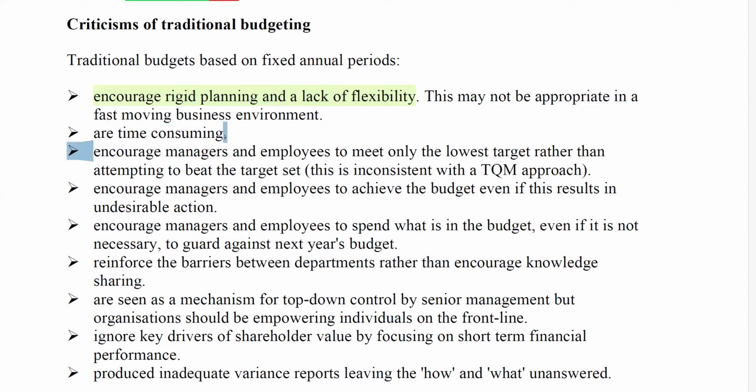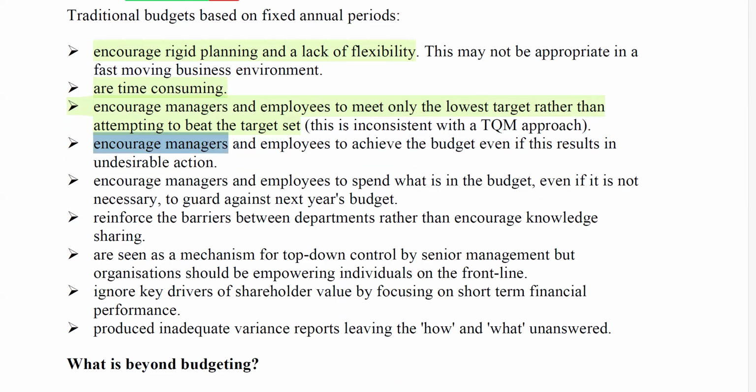They are time consuming, okay? They encourage managers and employees to meet only the lowest target rather than attempting the best target set, right? So it is inconsistent with what? The total quality management approach. This also encourages managers and employees to achieve the budget, even if this results in an undesirable outcome. Actually, they are just focused on achievement. Fixed budgets encourage managers and employees to spend what is in the budget, even if it is not necessary, just to guard against next year's budget, you see.